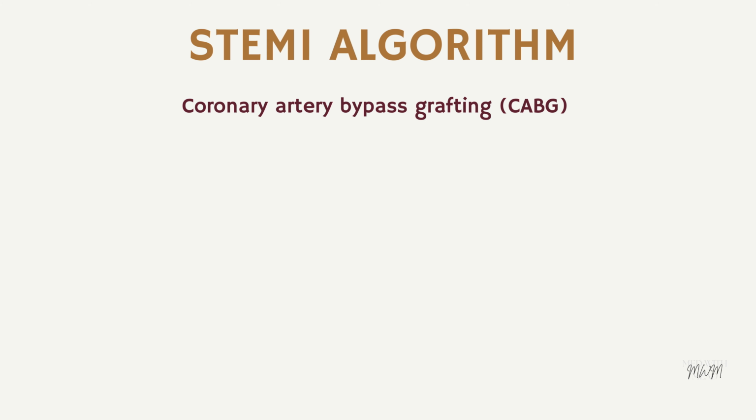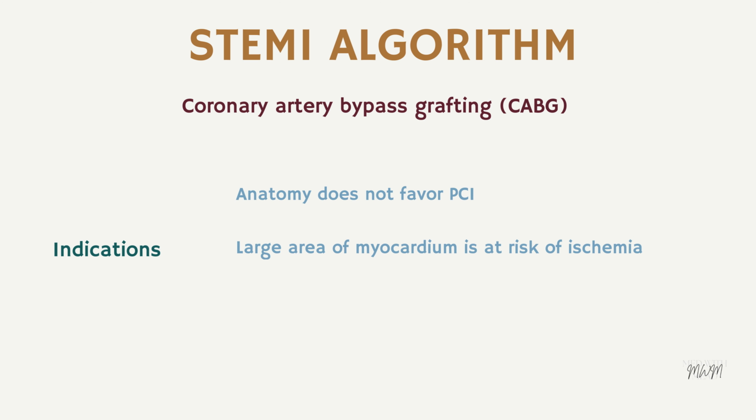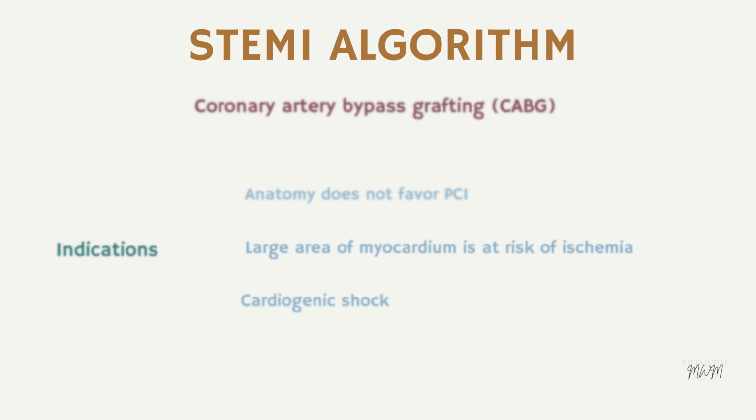CABG, or coronary artery bypass grafting, is considered when the anatomy does not favor PCI, when a large area of myocardium is at risk, or when the patient is presenting with cardiogenic shock. However, if the PCI has already failed, going directly to CABG will not solve the problem quickly enough because the delay from preparing and performing surgery will worsen the ischemia.